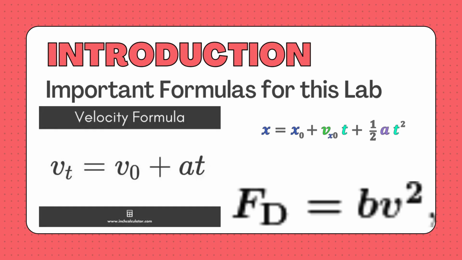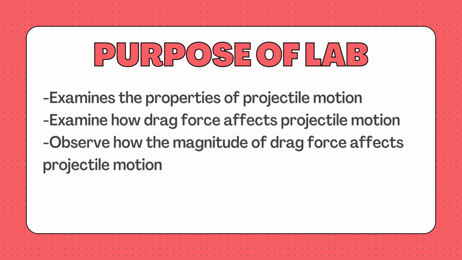Some important formulas for this lab are the velocity update formula, where instead of a, it can also be written as F net over m. For the position update formula, one half a t squared is irrelevant as there is no horizontal acceleration. So for this lab, it will be used as x final equals x initial plus velocity times t. Finally, the drag force equation will be used to calculate the drag force.